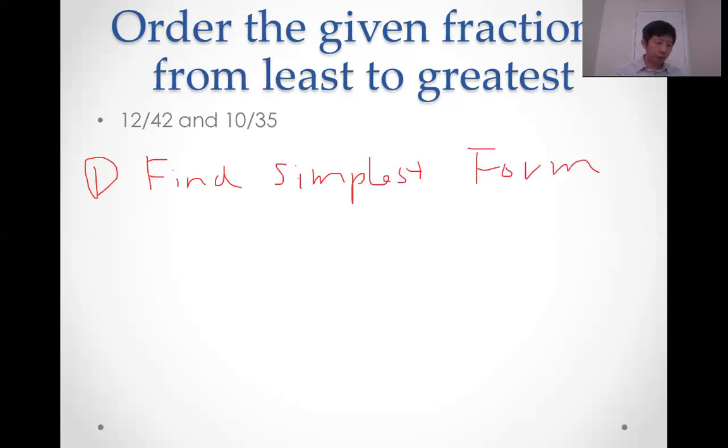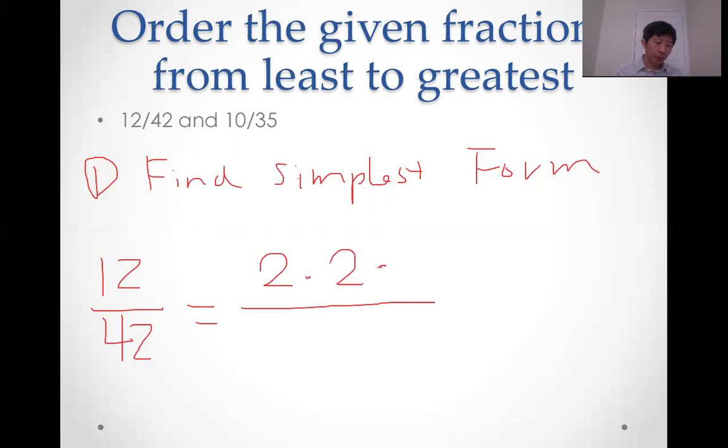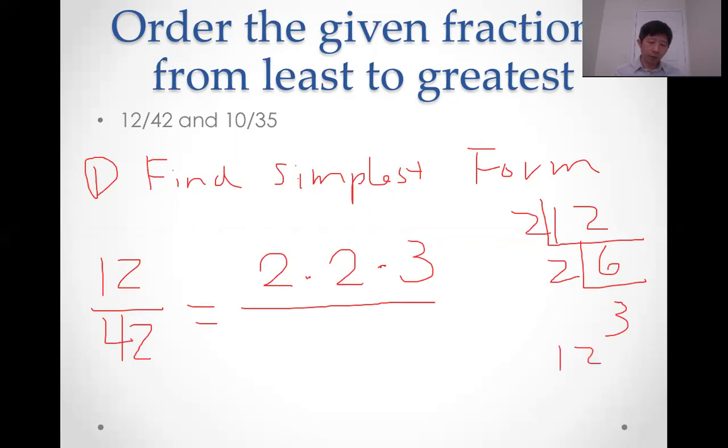Now find the simplest form, 12 and 42, all right? And actually this is 2 times 2 times 3, right? And how do we know? We can take 12 divided by 2 and then got 6. 6 divided by 2 and then got 3. Okay. So that's why we got 2, 2, and 3.